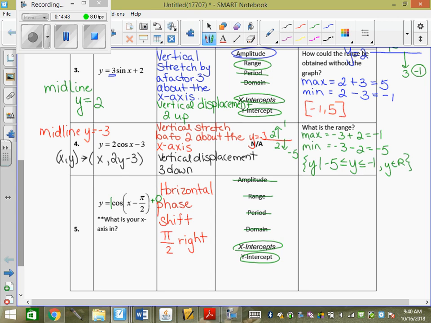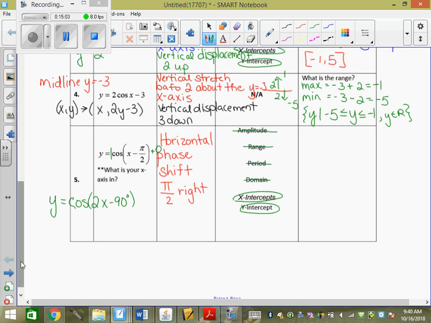What happens if I had this? What would you have to remember to do? Take out the 2. Told you the whole time this is going to happen. So it actually would be a horizontal phase shift 45 degrees to the right, not 90 to the right. Do you suppose 90 to the right will be an answer? Absolutely.